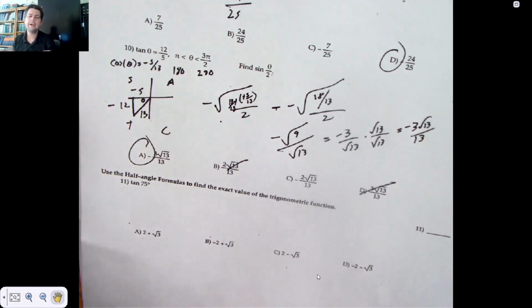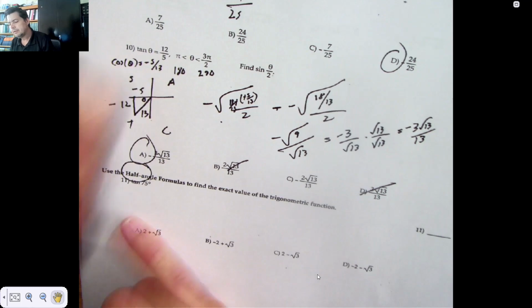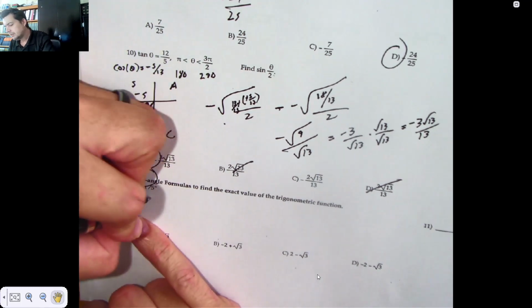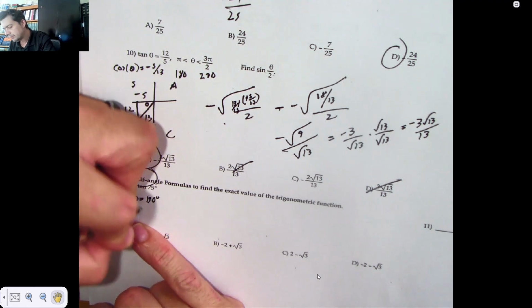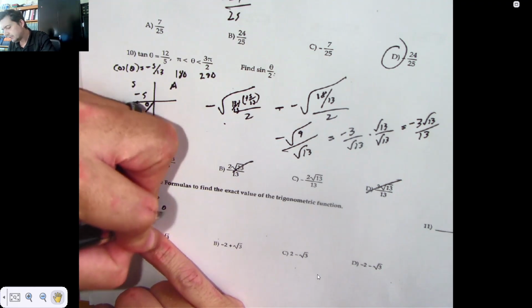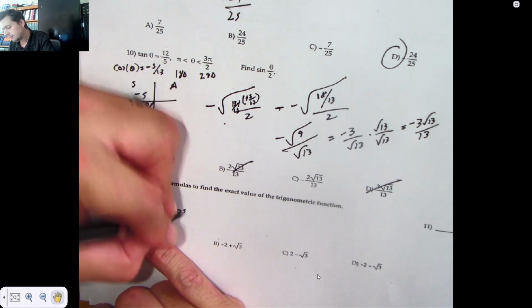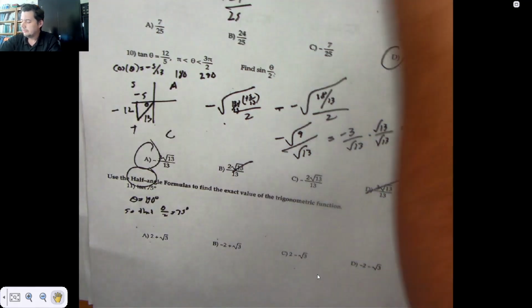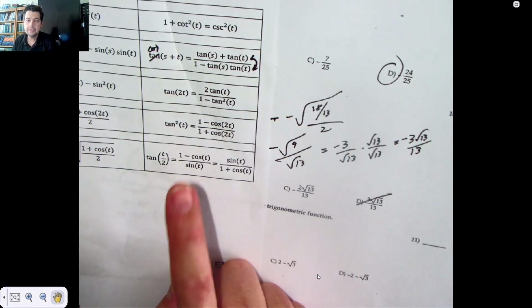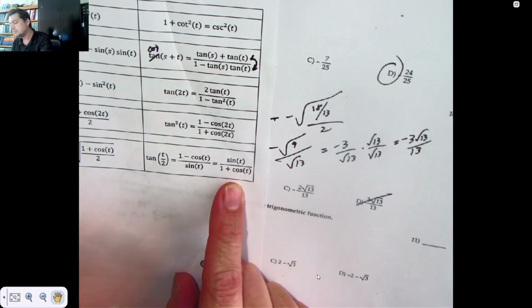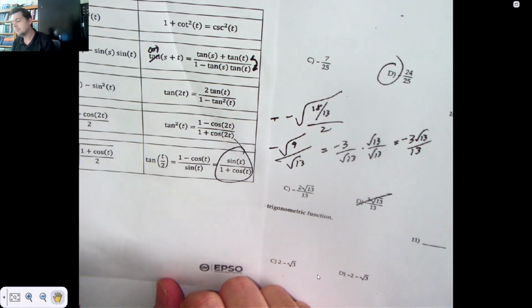Number 11 is the tangent of 75. I don't know much about 75 degrees, but I do know 150 degrees. Hence the half angle formula. So theta is 150 degrees, so that theta over 2 is 75. I just need a little formula, and it's in the lower right-hand corner. You can do this or you can do that. I'm going to do this one because it has a plus sign.